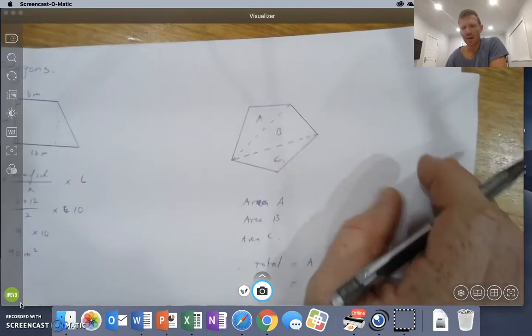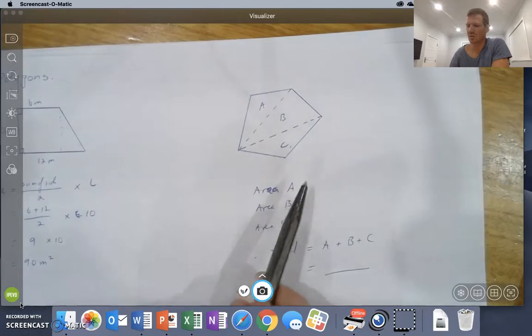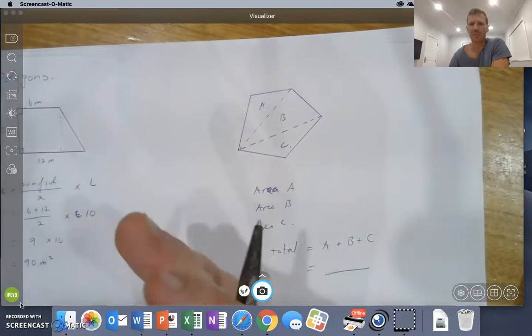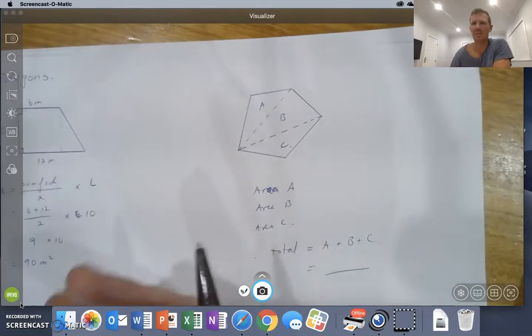So polygons, it's about breaking down into simpler shapes and then going from there. Multiple steps, but the mathematics is no different.